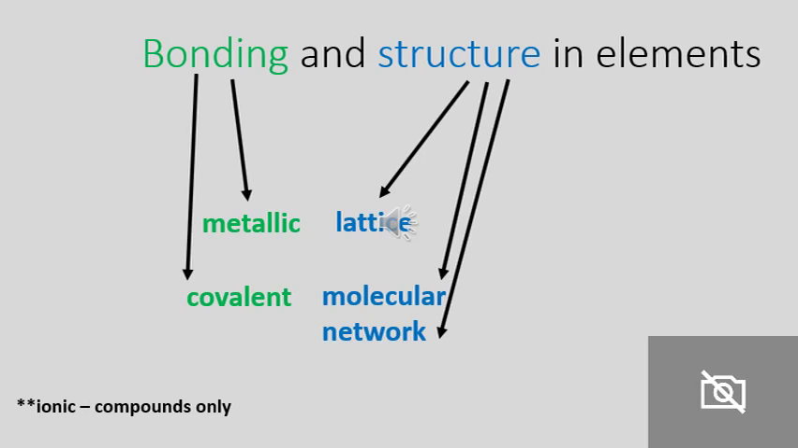So structure, there's three different types we need to consider when it comes to bonding and structure in elements. Metallic bonding always comes with a lattice structure, so that one's really easy. Metallic and lattice go together. Metallic bonding, lattice structure. For covalent bonding, we have two different types of structure. So we could have covalent bonding and a molecular structure, or we could have covalent bonding and a network structure. What I'm going to focus on in this presentation is what happens when elements with each of these different structures melt or boil.